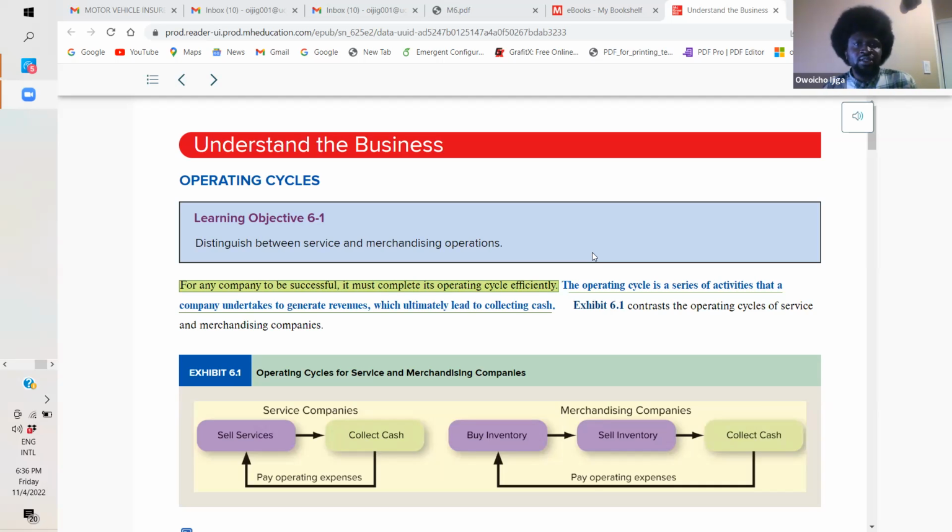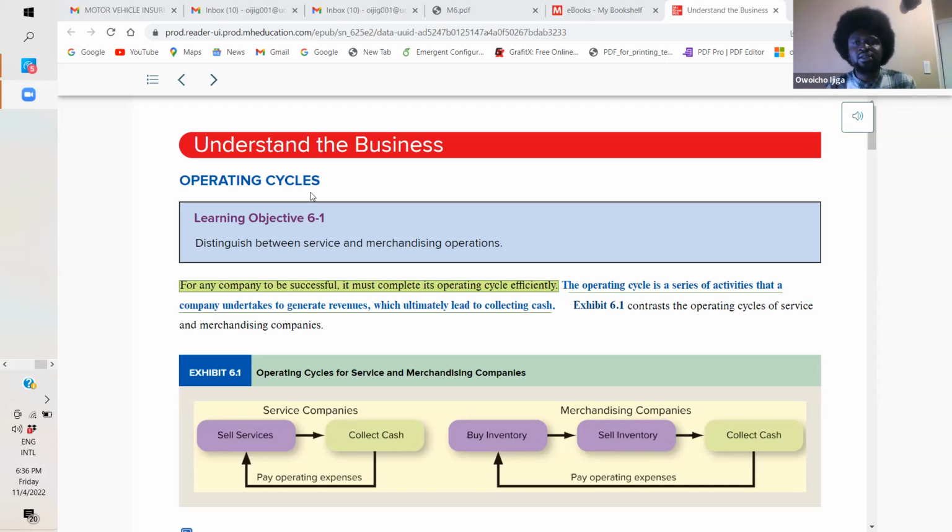But before we do that, this is chapter 6, and it talks about understanding the business. And as you can see here, it gives a brief explanation of what we call operating cycles. Now, for any company to be successful, like I mentioned today in class, it must complete its operating cycle, not just complete it, but it must complete it efficiently.